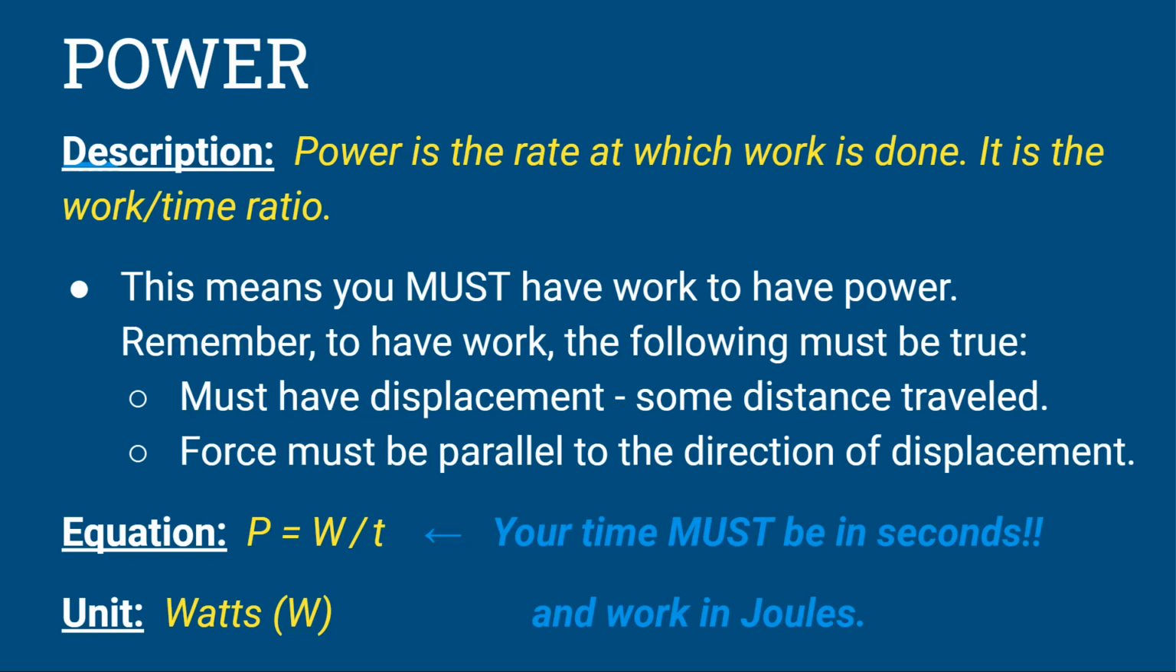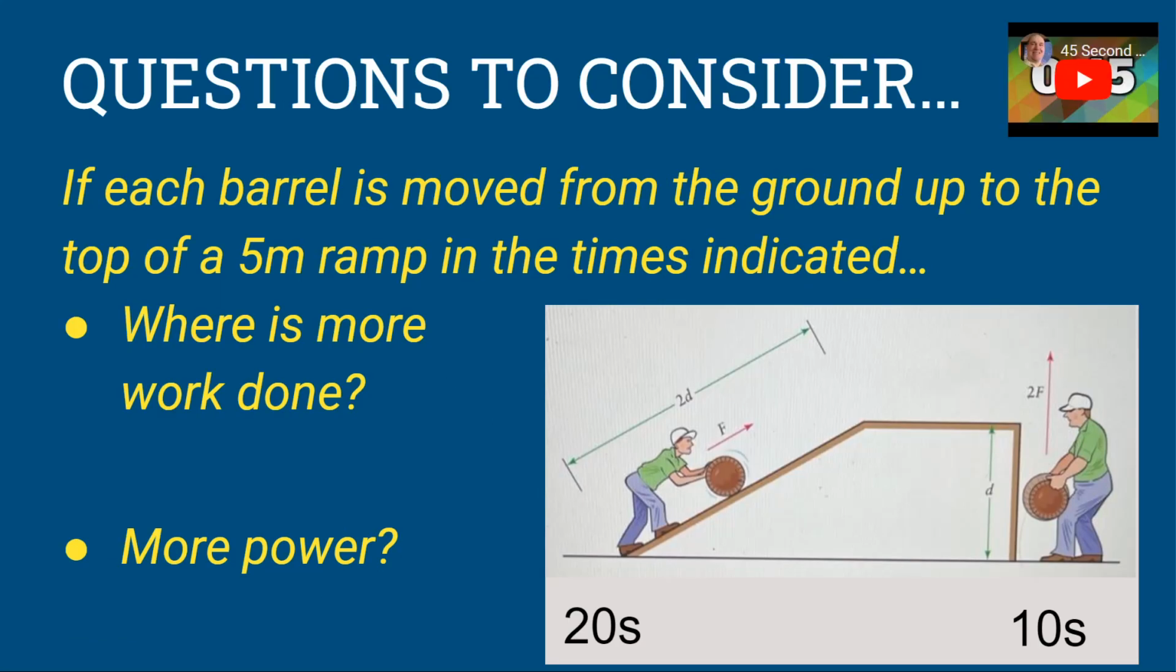Okay, so let's take a look at some examples, starting with one similar to what we saw in our notes previously. This question says, if each barrel is moved from the ground up to the top of a 5-meter ramp in the times indicated, where is more work done and where is there more power? So think back to what you remember about work and what we just talked about with power. We're going to assume these are identical barrels and turn and talk to your neighbor and see if you guys can agree who does more work and who has more power. I'm going to give you 29 seconds to discuss.